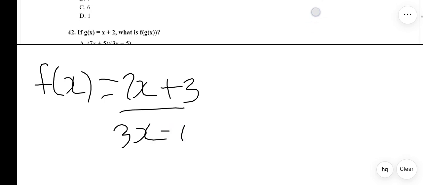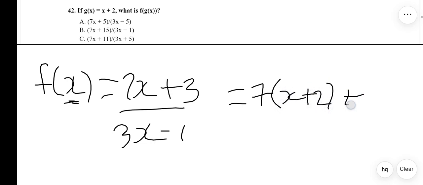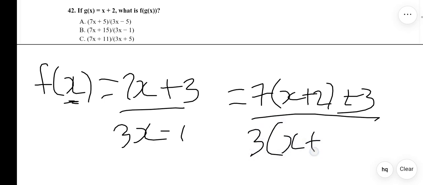So I was now asked to find f of g of x. So I'm replacing my input, which is x, with g of x. So anywhere I see x, I'll place the value of g of x, which is same thing as x plus 2. So that is what I'm doing. So in this place I have 7x. Instead of putting x, I'll put g of x, which is x plus 2, plus this 3 all over 3 into bracket x plus 2. My x is now x plus 2 minus 1.